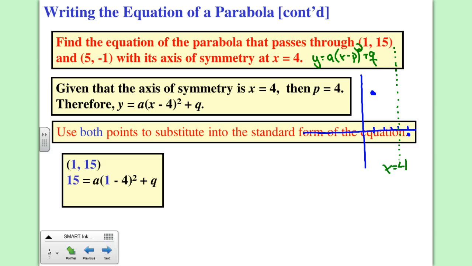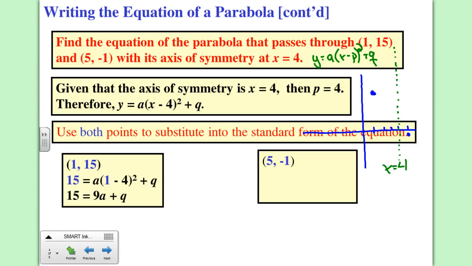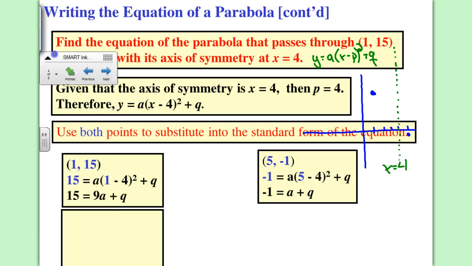(1, 15), when you plug it in, you get a nice little equation. Plug in 1 and 15 for x and y, and you get a nice equation of 15 equals 9a plus q. If you plug in the other point, you get a really nice equation of minus 1 equals a plus q. Now, if you remember your Math 10, you now have two equations with two unknowns. You will solve this system of equations by using substitution or elimination that you remember from Math 10.